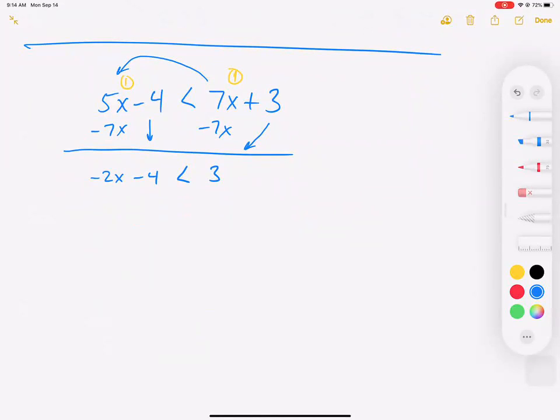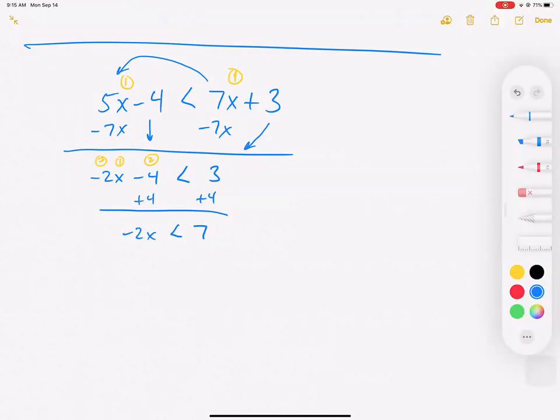Now this becomes a 2-step problem like we talked about before. So we want to solve for x, like we said before, but this time I'm going to get rid of the 4 and the -2. What's farthest away is the 4. Opposite of minus 4 is plus 4. We always do the opposite operations, and we do it to both sides, to be fair. So we have negative 2x is less than 7.